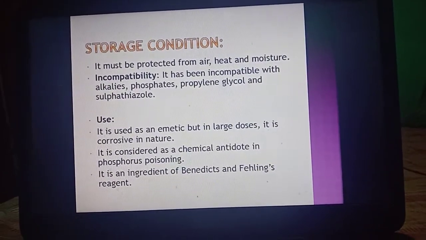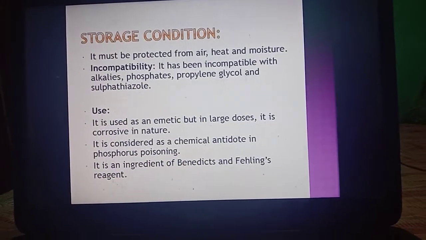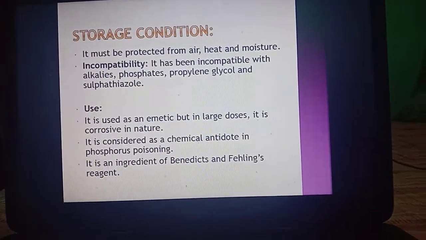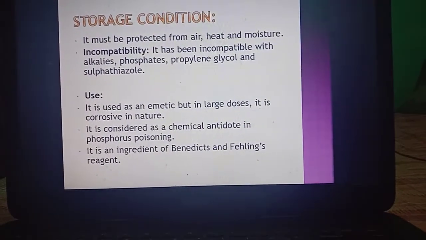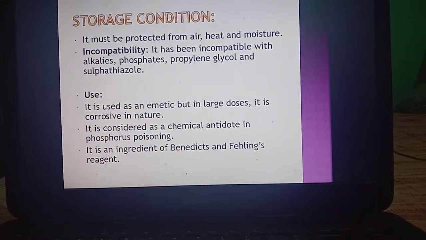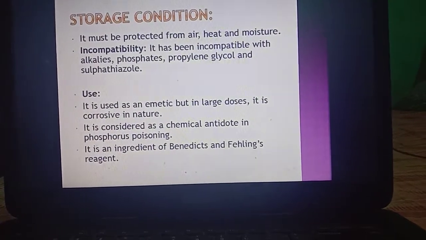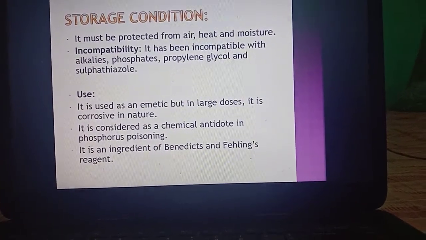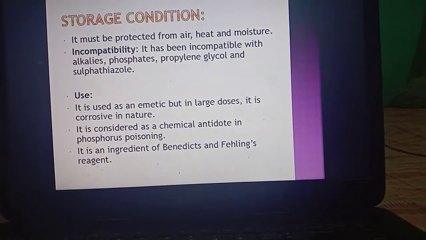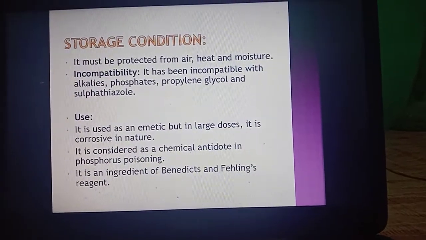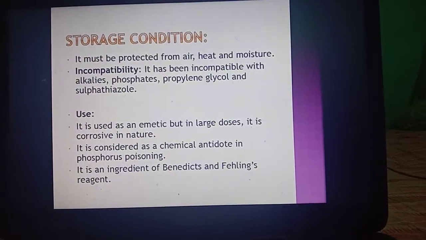Incompatibility means that it is incompatible with alkalis, phosphates, propylene glycol and sulfathiazole. Uses. It is used as an emetic, but in large doses it is corrosive in nature. It is considered a chemical antidote in phosphorus poisoning. It is also an ingredient of Benedict's and Fehling's reagents.